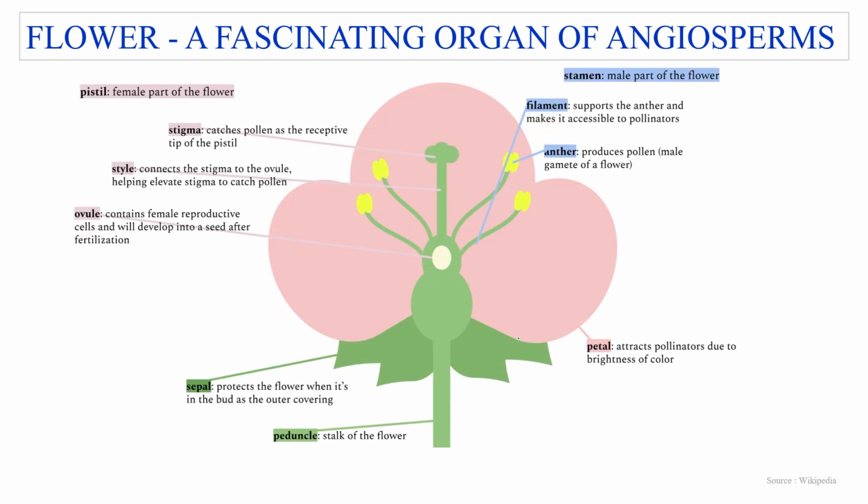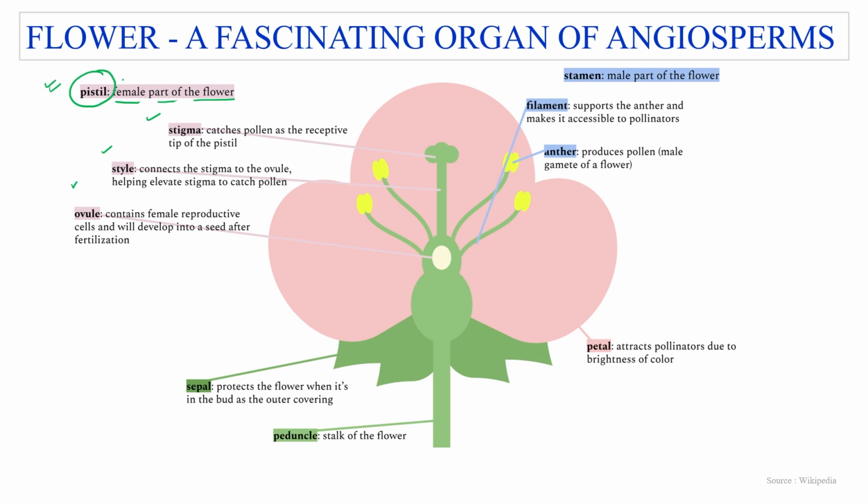This is a general structure of flower. It contains so many parts like sepal, petal, peduncle, ovule, style, stigma, filament, anther. Okay, so stigma, style, ovary, these three all together we can say female part of the body, or we can say pistil for the same. Pistil, female part of the body.